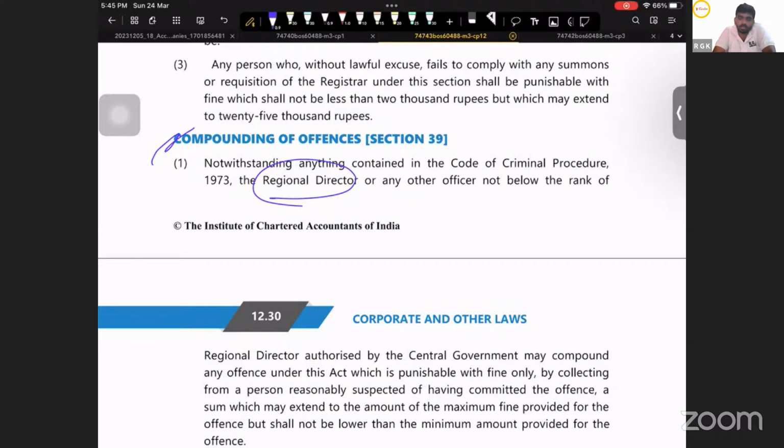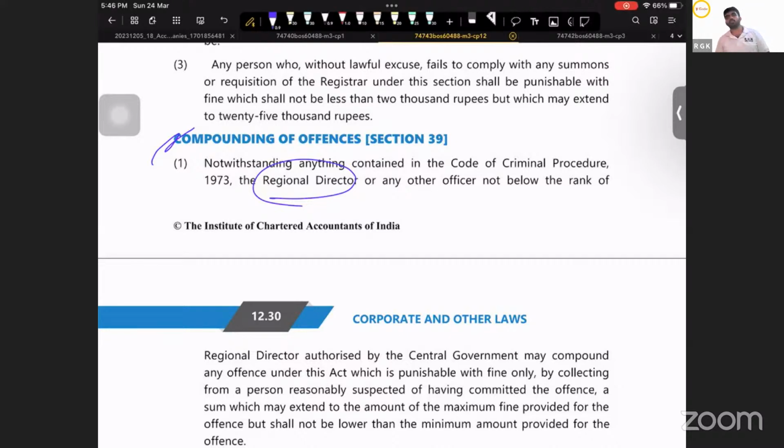What type of offenses are getting compounded? Any offense which is punishable with fine only. If there is any offense under the LLP Act that is punishable with fine only, such offense will be compounded from a person reasonably suspected of having committed the offense, for a sum which may extend to the amount of maximum fine provided, but shall not be lower than the minimum amount of fine provided for the offense. So the regional director will impose a fine. Of course, not fine. He'll collect the amount.